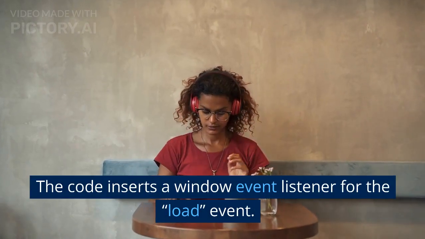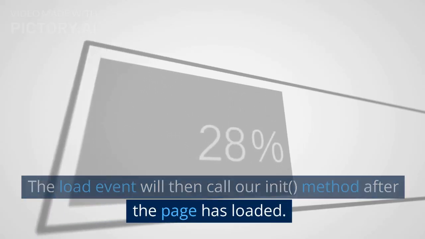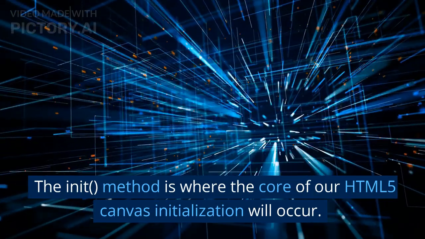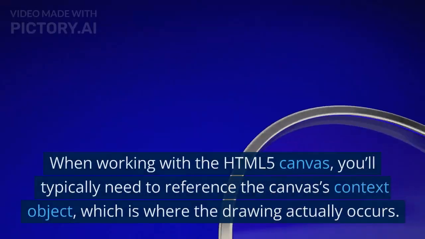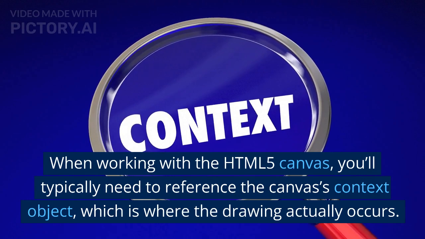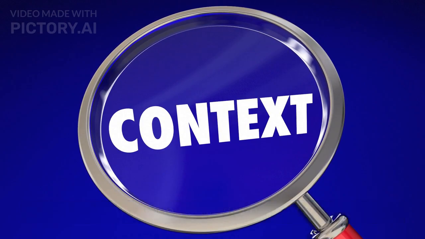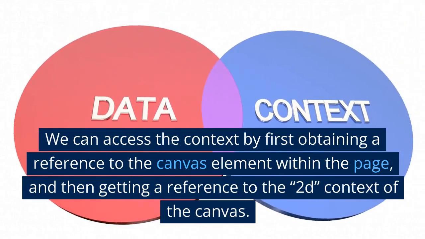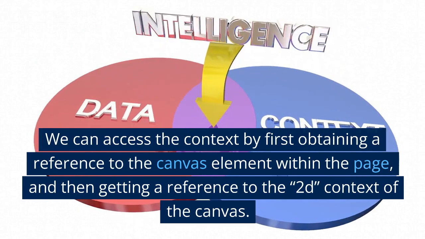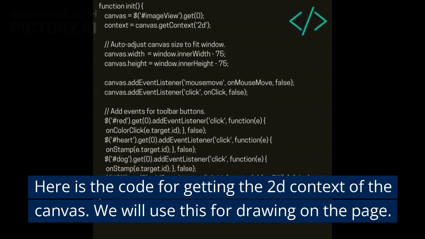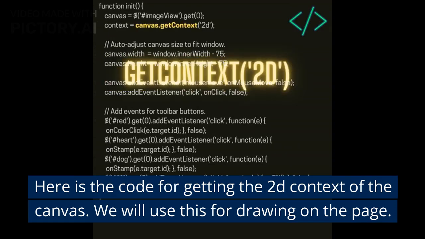The code inserts a window event listener for the load event. The load event will then call our init method after the page has loaded. The init method is where the core of our HTML5 canvas initialization will occur. When working with the HTML5 canvas, you'll typically need to reference the canvas's context object, which is where the drawing actually occurs. We can access the context by first obtaining a reference to the canvas element within the page, and then getting a reference to the 2D context of the canvas. Here is the code for getting the 2D context of the canvas. We will use this for drawing on the page.